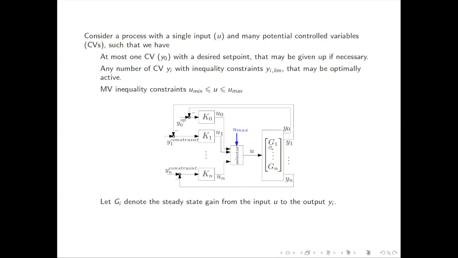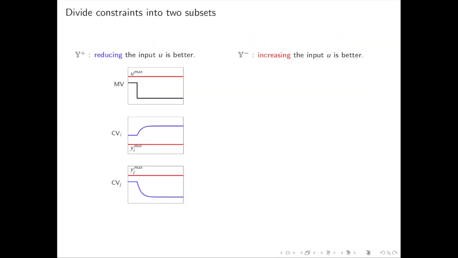Let us denote Gi to be the steady state gain from the input U to the output Yi. The first step is to divide the constraints into two subsets according to the following criteria. Y plus is a set of constraints where reducing the input is better in terms of satisfying the constraints.